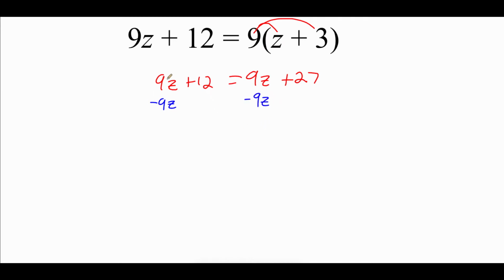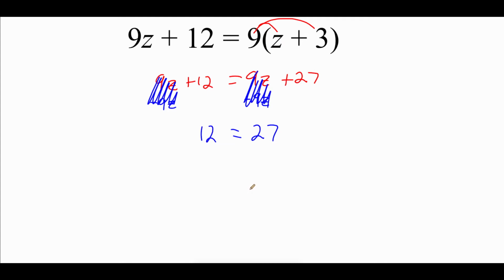Now on the left-hand side, when I take 9z minus 9z, that's going to cancel out. And on the right-hand side, 9z minus 9z is also going to cancel out. So on the left-hand side, we have 12 left over. And on the right-hand side, we have 27 left over. So now we have an equation that says that 12 is equal to 27. And mathematically, that doesn't make any sense. 12 can't equal 27. They're not the exact same number. So something weird is happening in here.